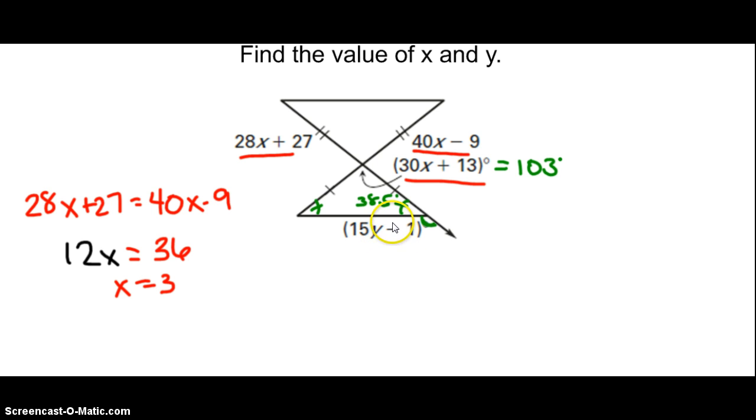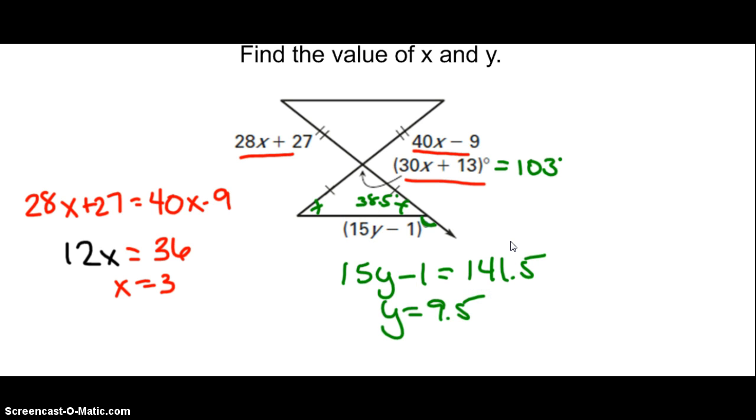Okay, so we know that 38.5 and 15y minus 1 are a linear pair. So we could take 38.5 and subtract that from 180, and we would get that 15y minus 1 has to equal 141.5. And then if we just solve that, we would get y equals 9.5. Yay, we're done.